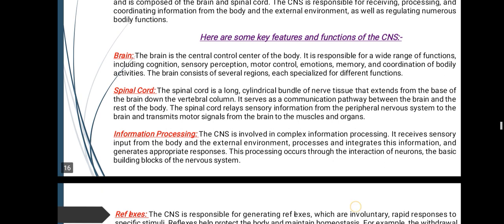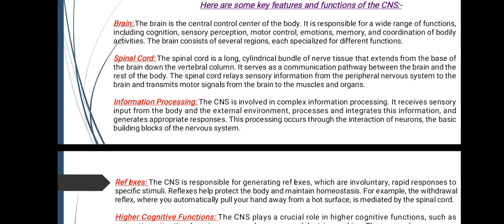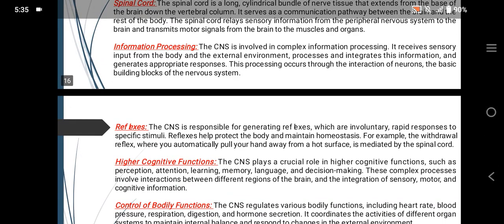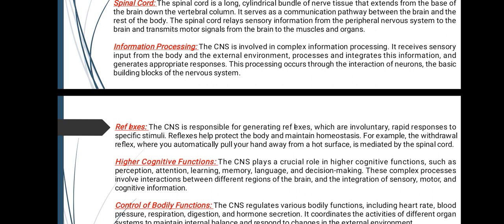Information processing. The central nervous system is involved in complex information processing. It receives sensory input from the body and external environment, processes and integrates this information, and generates an appropriate response. This processing occurs through the interaction of neurons, which are the building blocks of the nervous system.